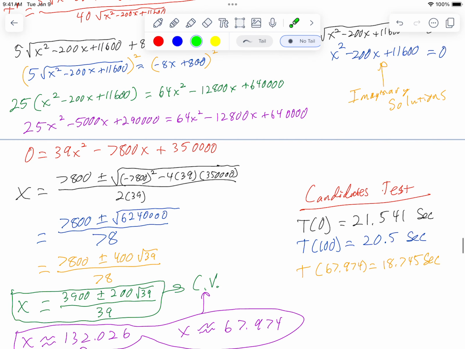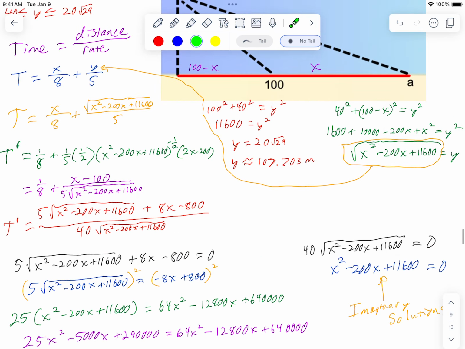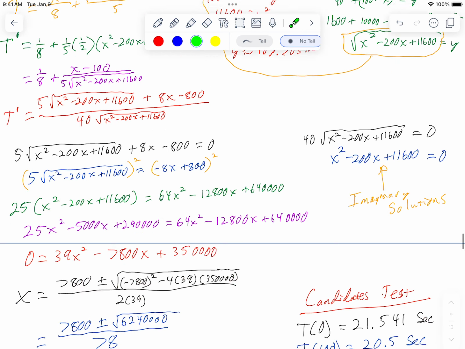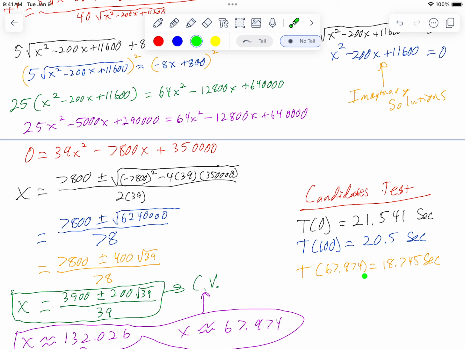So now I need to do my candidates test. Remember, my bounds were 0, 100, and then I'm going to use that critical value. I'm plugging those back into my time equation here. And again, I'm using my calculator to help me. Actually, a tip would be to plug this into your y equals and use your table and change it to the ask mode so that you can just type these numbers in, 0, 100, and 67.974, and see what you get. When I type this in, I get 21.541 seconds, here 20.5 seconds, and here 18.745 seconds. So this is the shortest time.